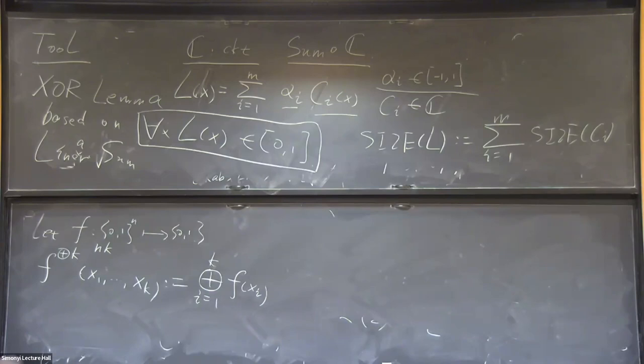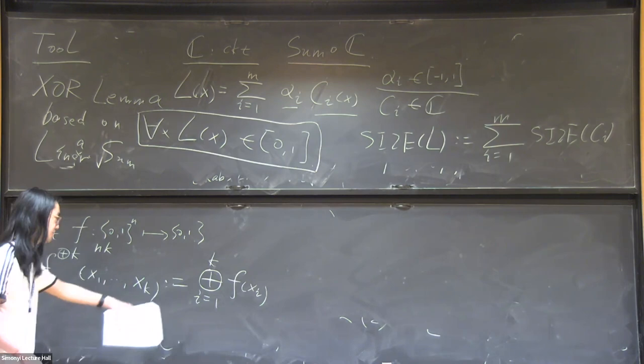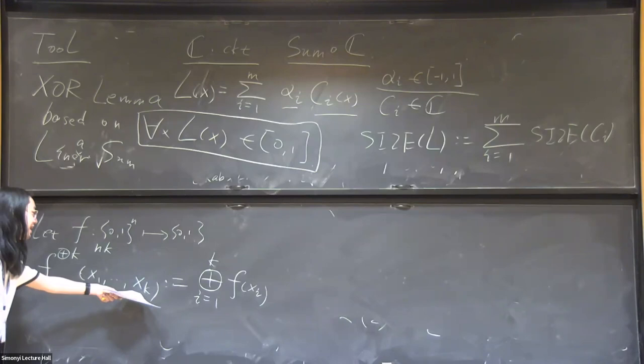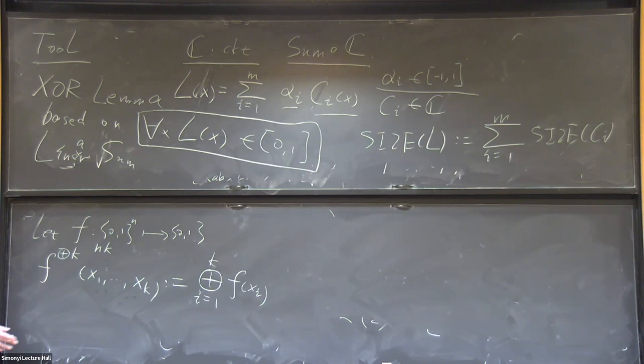So let's see, suppose it's hard to compute f correctly on at least 0.1 fraction of inputs. Then you do it k times and take the parity. So if any of it hits the 0.1 fraction of f, the whole thing is going to be hard. And then if you take k to be very large, the probability of a random input not hitting a hard region is going to be exponentially small. And I'm actually just explaining Russell's proof of the XOR lemma, but that's the intuition, yes.